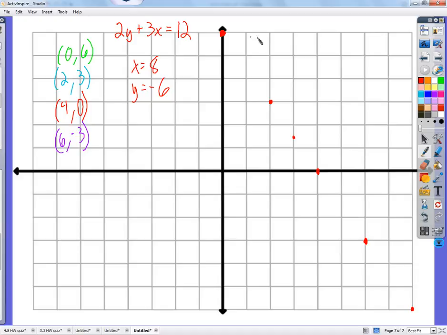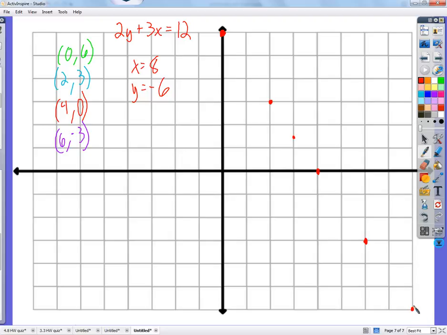Down 3, there's another point. Over 2, down 3, there's another point. Over 2, down 3, and over 3, down 3. This seems to be a fundamental property of a line, that you can go over and down and get to not the next point, but another point.